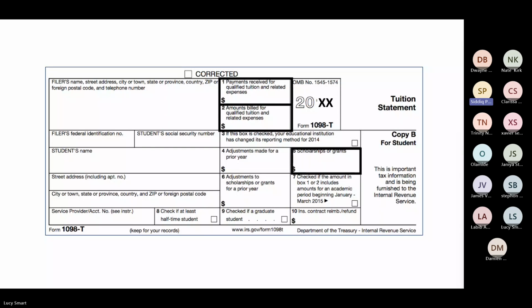Box 5 shows scholarships or grants received. The amount of scholarships or grants must be subtracted from the total amount of expenses paid when figuring the credit or the adjustment. And box 8 will be checked if the student is enrolled at least half time.